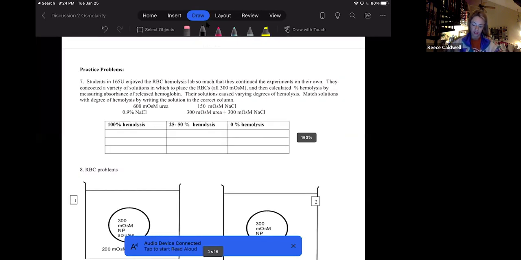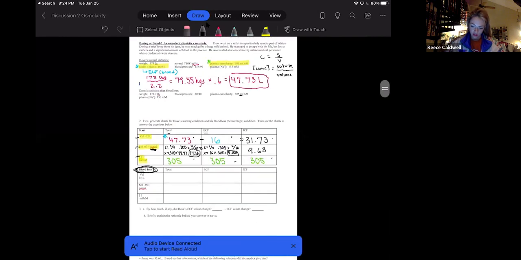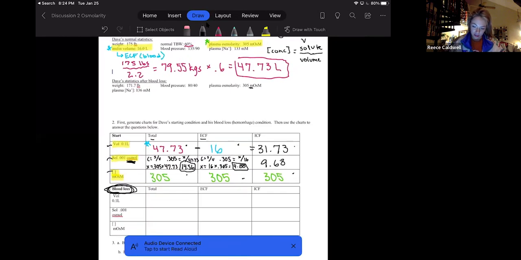So again, we're going to plug in our givens. So what we see is that the plasma osmolarity is the same. That is something that we need to take note of. So whenever we see that the plasma osmolarity is the same and it's very close to the osmolarity of our body, this tells us that his body is in an isotonic state. His cells are in an isotonic state.